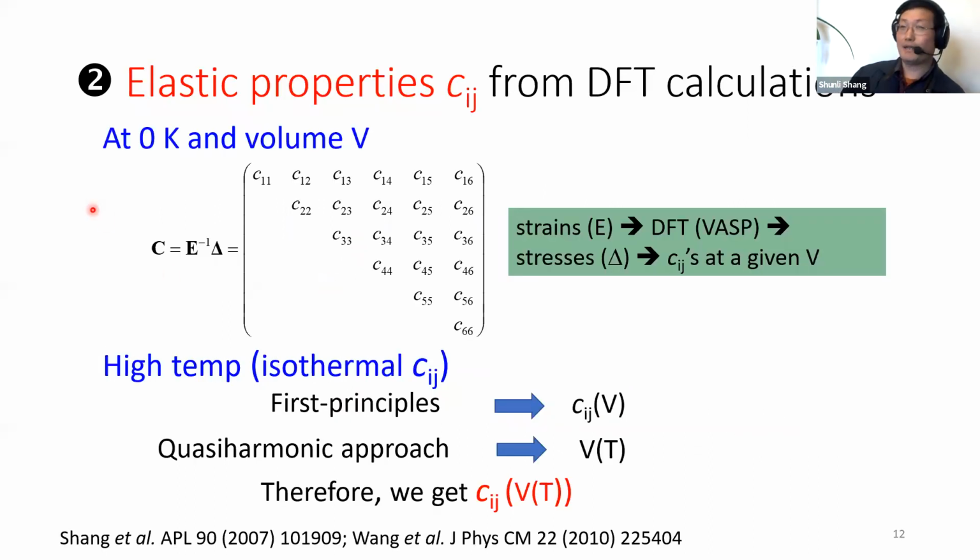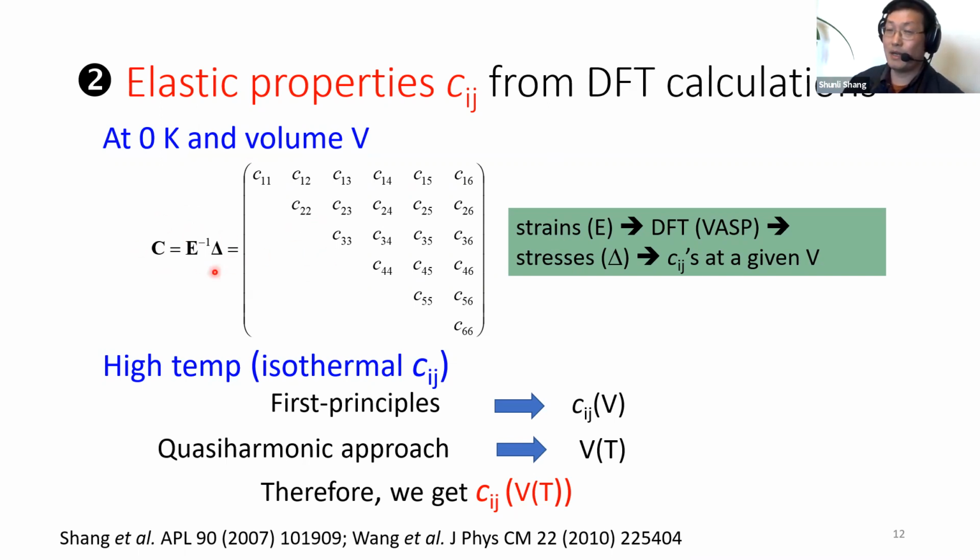Now we move to the second property. The second property is the elastic properties. Currently, the elastic properties from DFT calculation is quite routine work. Our first publication was in 2007. We can predict the elastic properties at 0 Kelvin and also at high temperature. At 0 Kelvin, at a given volume, we can use the stress-strain relationship. Then we can solve this equation to find the Cij values.